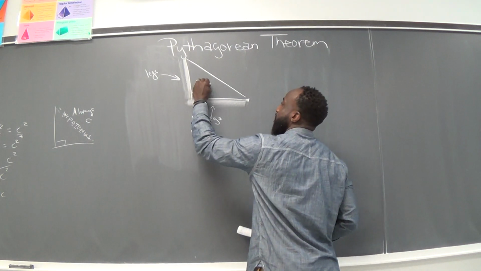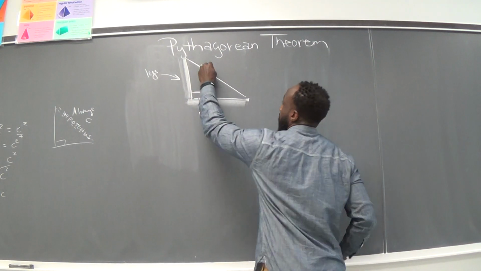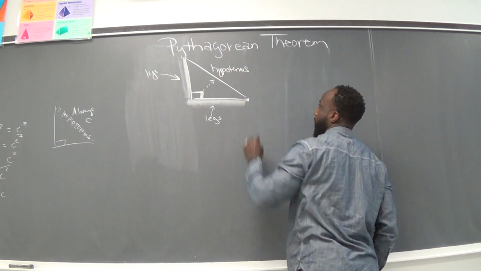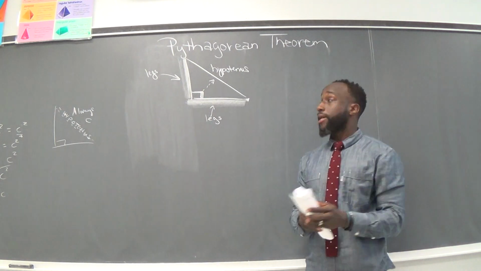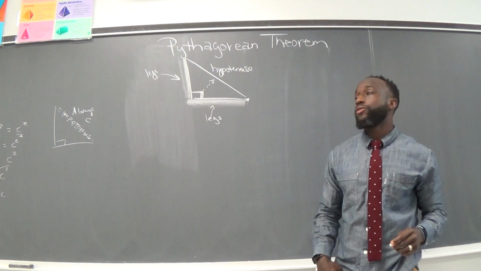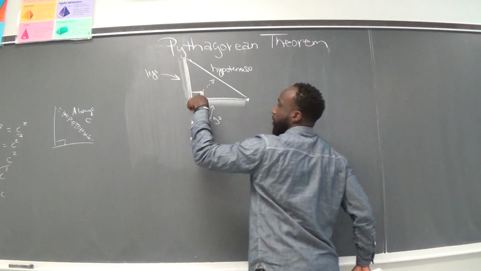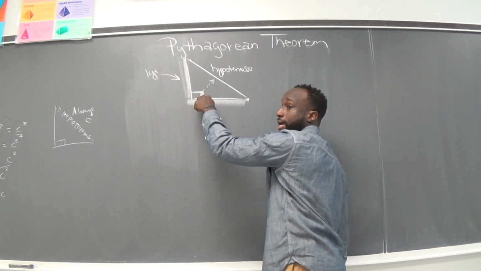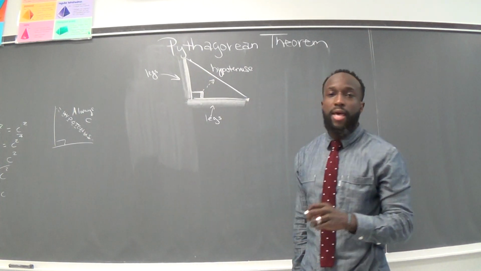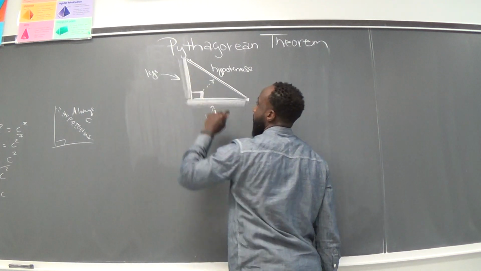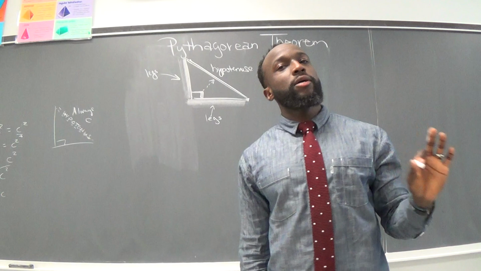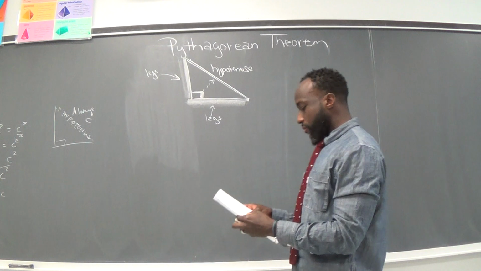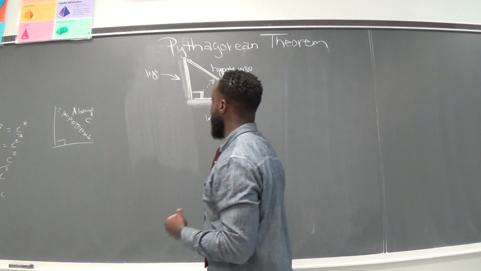Now, the side opposite to the right angle is called the hypotenuse. What's that called? Hypotenuse. Let me make sure I spelled it right. Hypotenuse, right? That's the side opposite the right angle. So you have the legs that make the right angle, you have the hypotenuse furthest away, and the hypotenuse is always longer than the legs. The hypotenuse is always the longest side of a triangle, okay? So we got the legs and we got the hypotenuse.